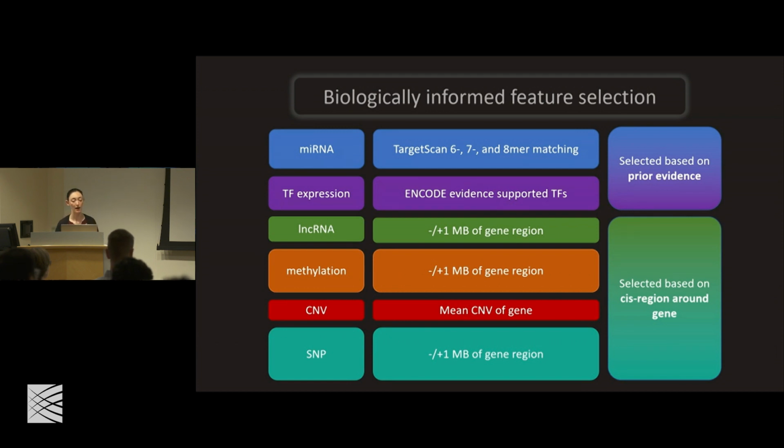And then ENCODE has a similar matrix that they put out where they have evidence that a given transcription factor targets a given gene. And so this is very cancer focused, but because we're using TCGA, we thought that that was okay. And then for lincRNA, methylation and SNPs, we looked at the 1 megabase around the gene body region, so upstream and downstream from it, and included all of those, anything that lies within that. And then for copy number variation, it's the mean copy number variation of the gene, so that's 1 value.